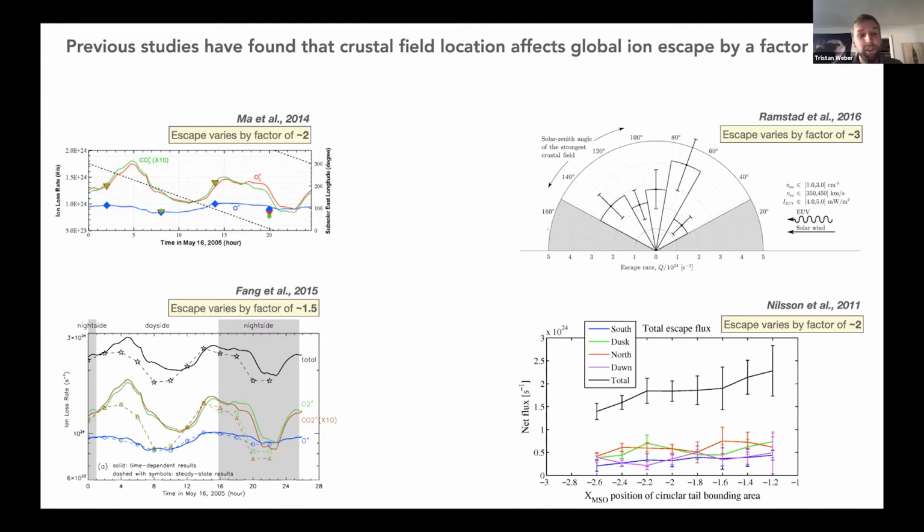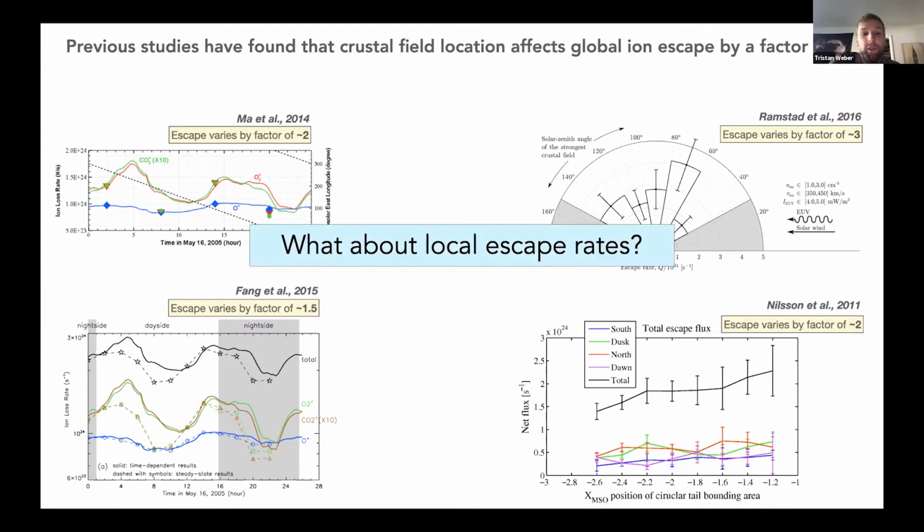Okay, so this is all talking about the global ion escape. One thing I'm interested in is also looking at the local escape rates. Because crustal fields aren't actually covering the entire planet, when you look at global ion escape, you're factoring in both the effects of the crustal fields and also the distribution of crustal fields across the planet into how those affect the global picture.